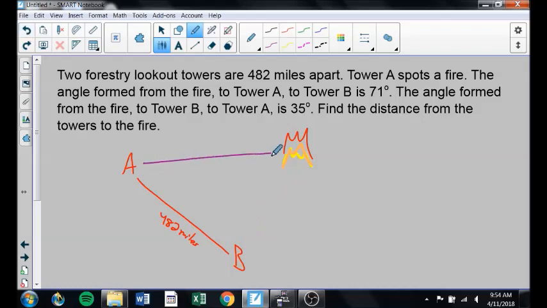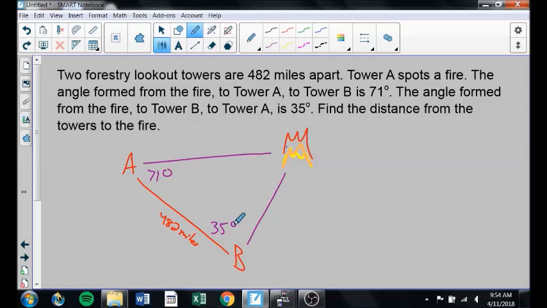This angle here is 71 degrees, from the fire to tower A to tower B. Then it says the angle formed from the fire to tower B to tower A is 35 degrees. How far is the fire from each tower?